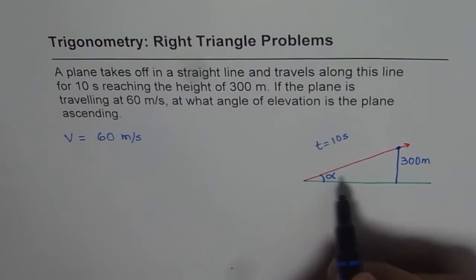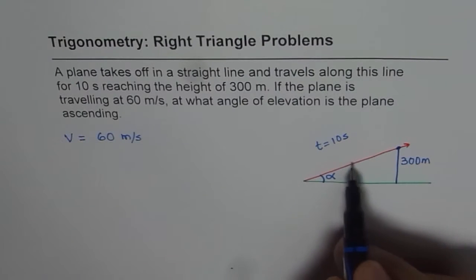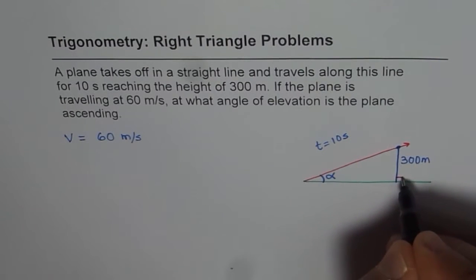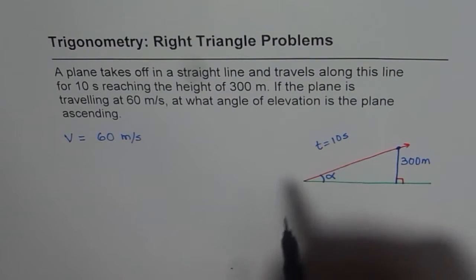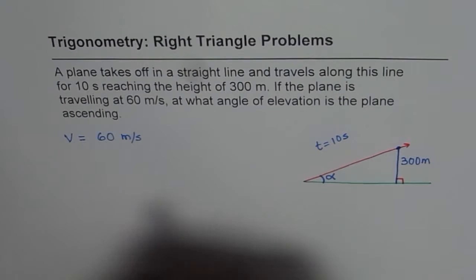We are already given the opposite side. Knowing the opposite side and almost the hypotenuse, since this forms a right triangle, we can use sine of alpha to find the solution. Now, in 10 seconds, how much distance is the plane going to cover?